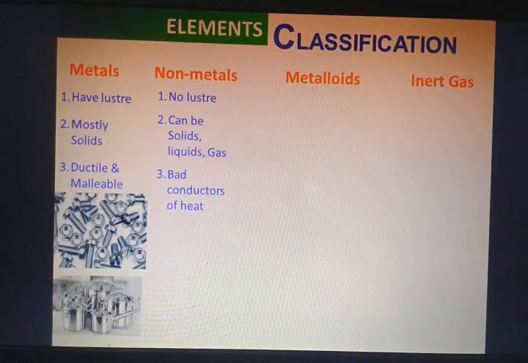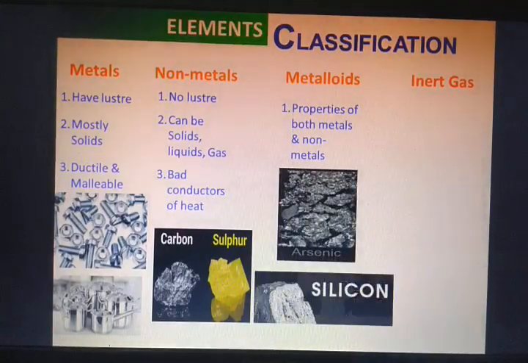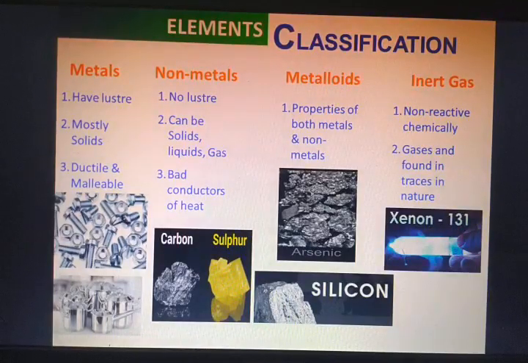Non-metals have no luster, that means non-metals do not shine. Non-metals can be solid or liquid, but they are bad conductors of heat. Examples: carbon, sulfur. Metalloids exhibit the properties of both metals and non-metals. Examples: arsenic, silicon. Inert gases are chemically non-reactive. They will not participate in any chemical reaction, neither trigger nor accept, so they become chemically inert. Inert gases are found in traces in nature, for example xenon, radon, argon.